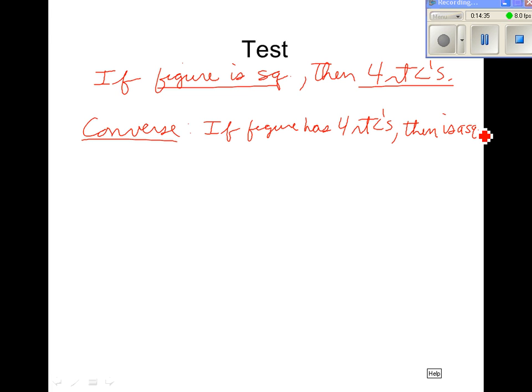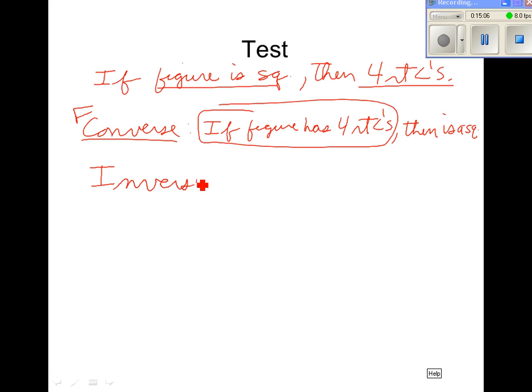Now, when you're looking at this, this is the part that they're telling you, so you know this is fact. You got this shape and it's got 4 right angles. So I draw a shape up here and I tell you it's got 4 right angles. Can you tell me with 100% for sureness that it's a square? No. So that means this is false.